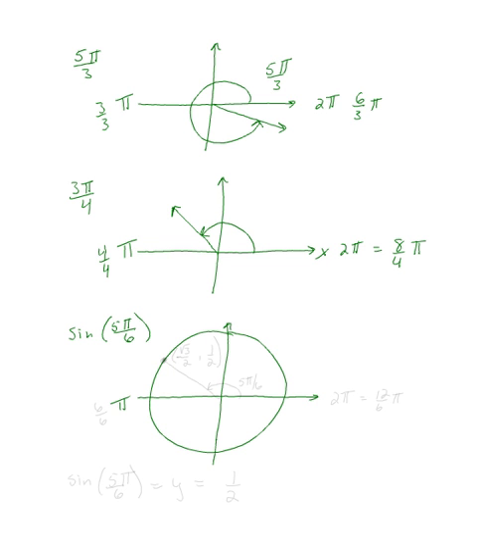So halfway around is pi, all the way around is 2 pi. That's 6 over 6 pi, and 2 pi is 12 over 6 pi. I'm going to first locate my angle 5 pi over 6. That's in the second quadrant. Okay, so that's 5 pi over 6.